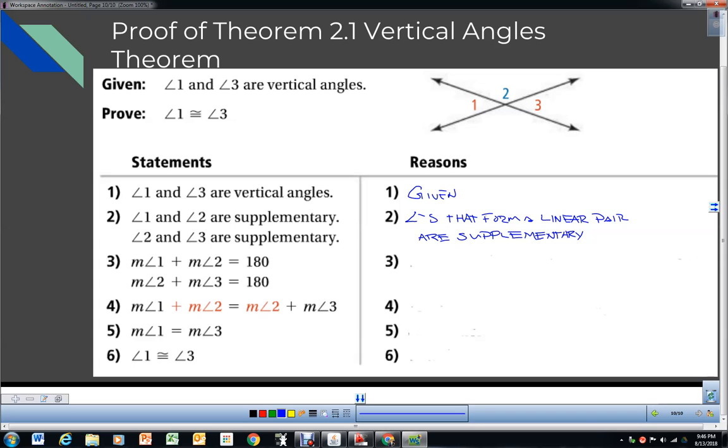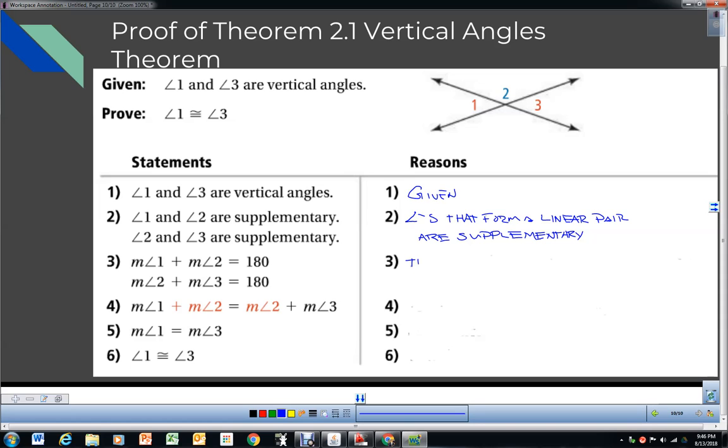Okay, so 1 and 2 are supplementary, and 2 and 3 are supplementary because they form a linear pair. So the measure of angle 1 plus the measure of angle 2 is equal to 180. Okay, 1 plus 2 and 2 plus 3. The reason for this is the sum of the measures of supplementary angles equals 180.